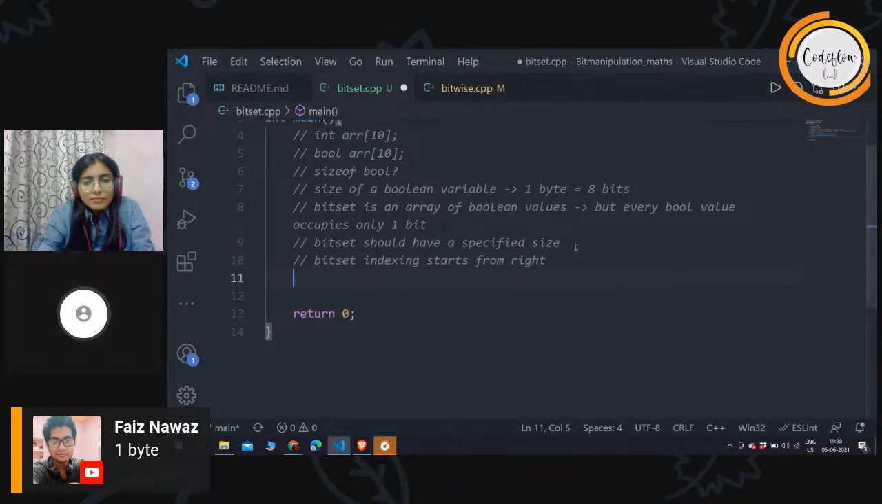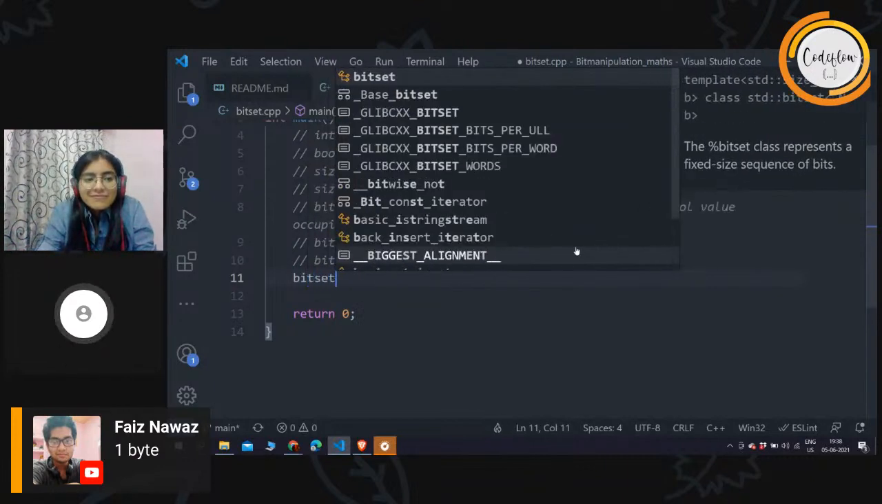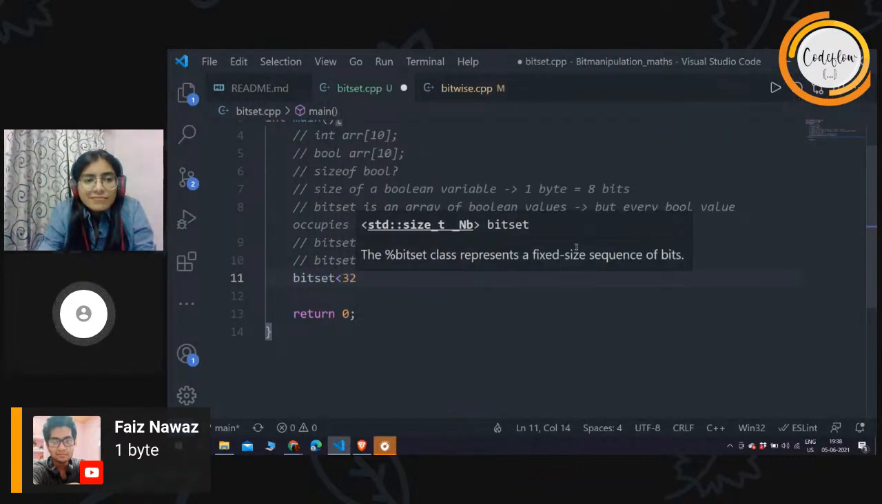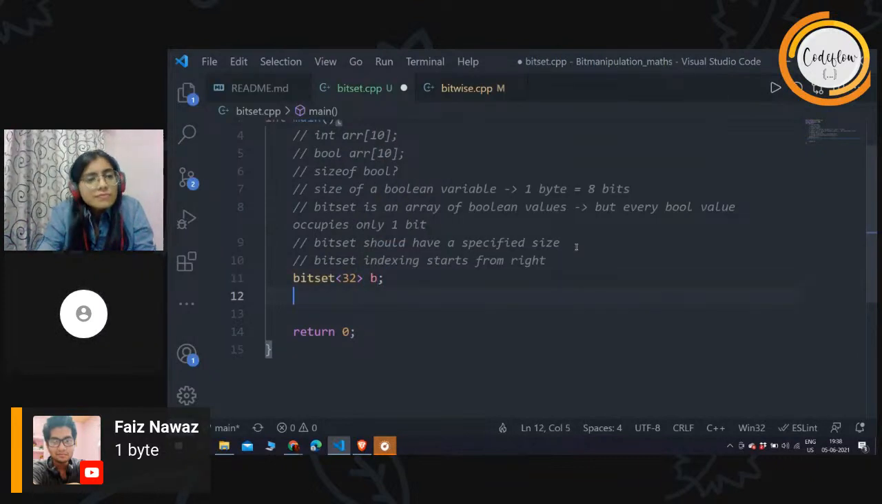Now just let me tell you how we created it. Okay, so for example, I want a bitset of 32 size. This is the syntax. This creates a bitset for me of 32 size named B. Bitset is a keyword to create the bitset, 32 is the size and B is the name.